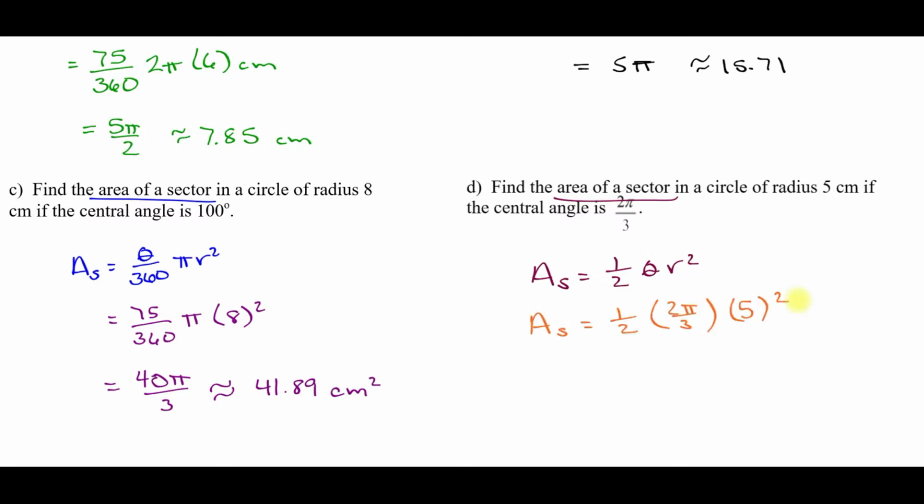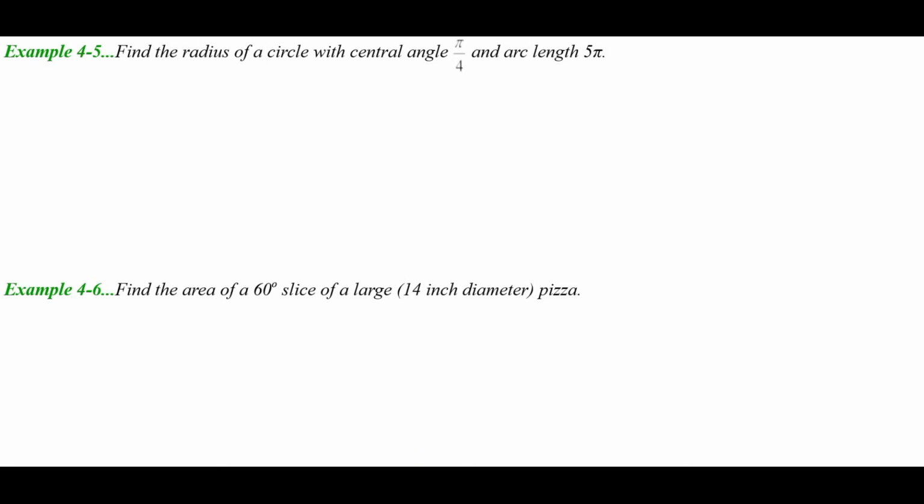Plugging in our values, we get 1/2 times 2 pi over 3 times 5 squared, and then we can evaluate. As an exact value, I have 25 pi over 3, and my approximate answer would be about 26.18 centimeters squared. Looking at a couple more examples here.